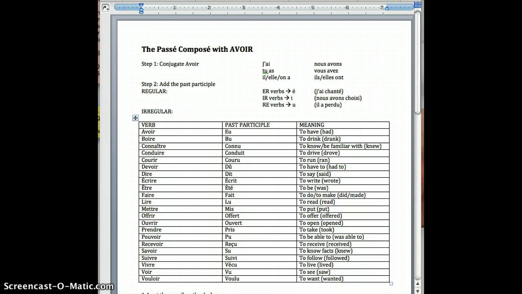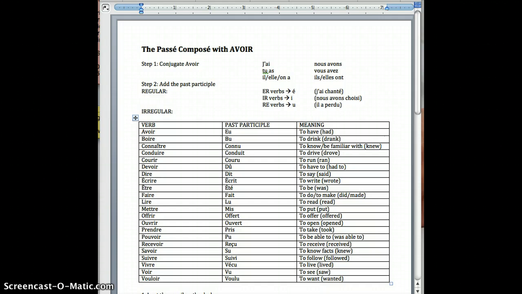For most verbs, for ER verbs, you take off the ER in the infinitive and add é. For IR verbs, you take off the IR and add i. And for RE verbs, you take off the RE and add u. That works for most verbs.